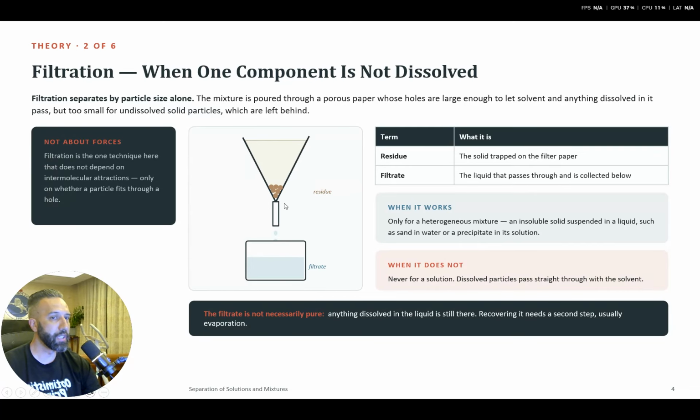Now, obviously, this separation method only works if you want to separate a solid from a liquid. So, something insoluble or something which has been precipitated. For example, if you want to separate sand and water, when I pour the sand water through here, my sand is going to stay in my residue. However, if I want to separate salt from water, that's not going to work because whatever is dissolved is just going to go through the filter and go into the filtrate.